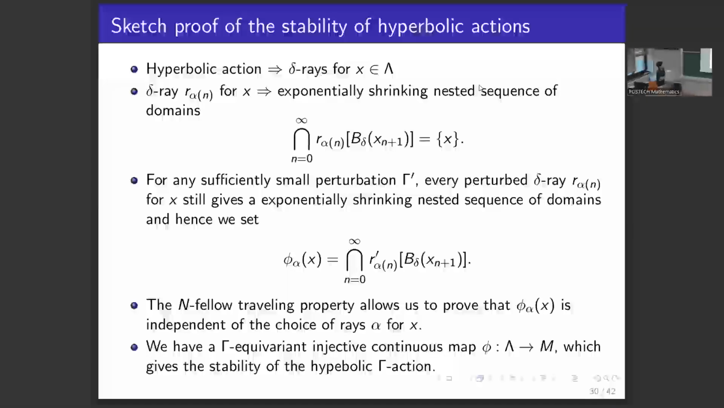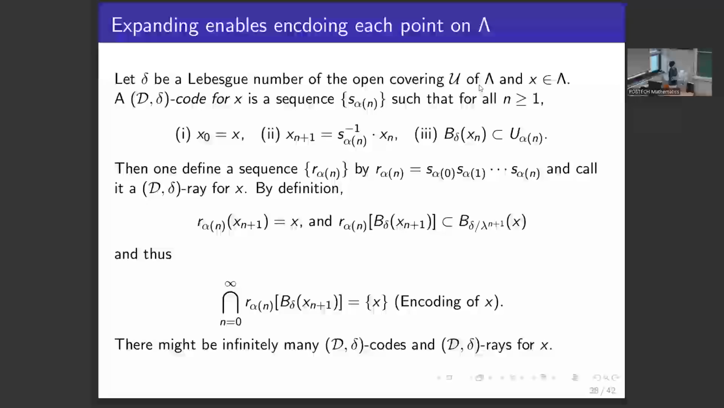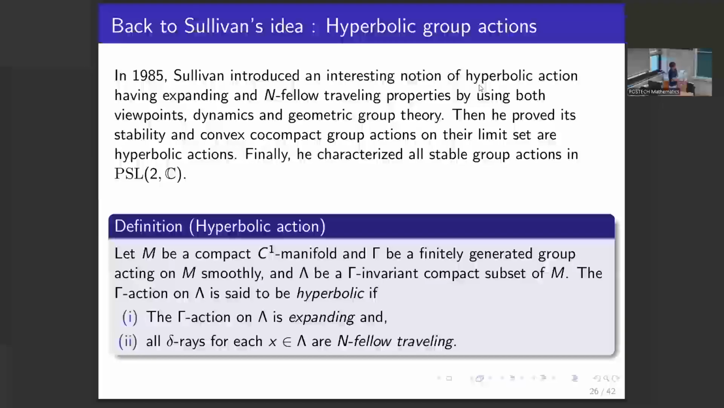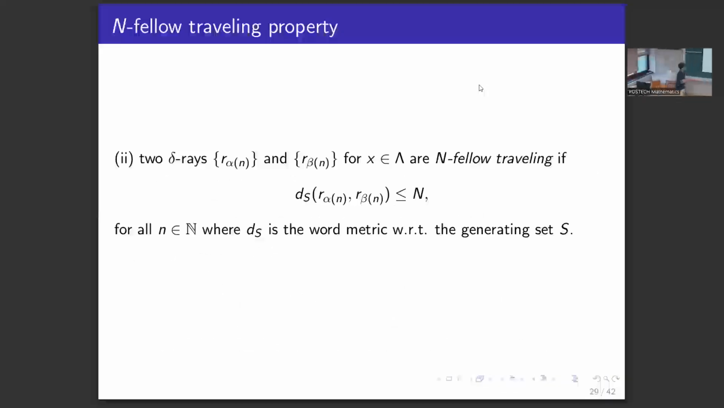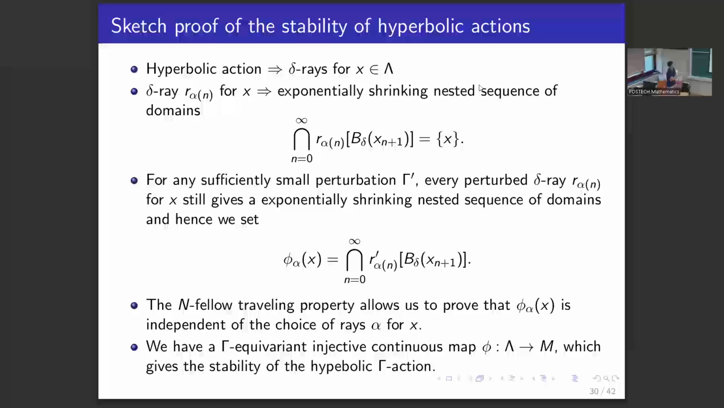Okay, so then you can understand what a hyperbolic action is. Okay? So first, expanding, and for each x, all delta rays satisfy the unparalleled traveling property. Okay. So then you can prove the stability of hyperbolic action. So this is a sketch of the proof of stability of hyperbolic action given by Sullivan.